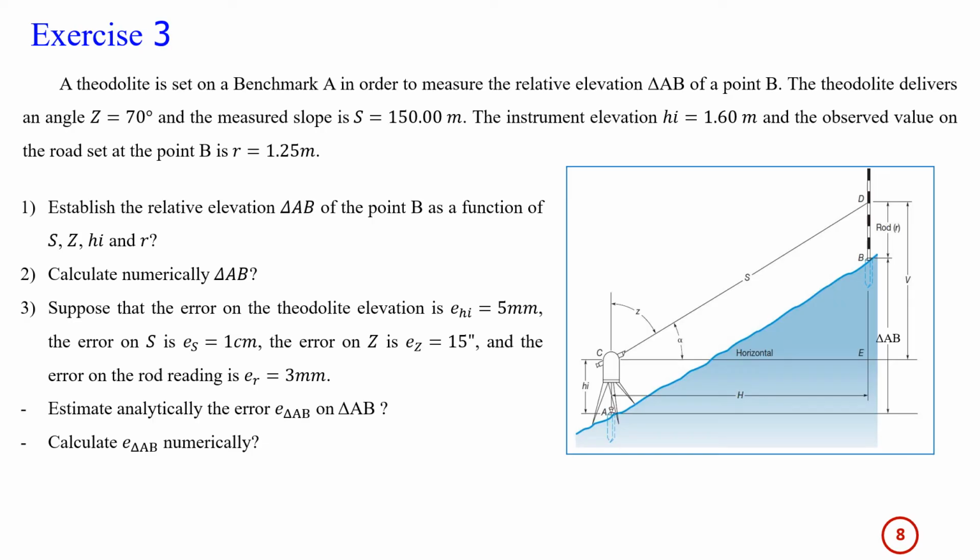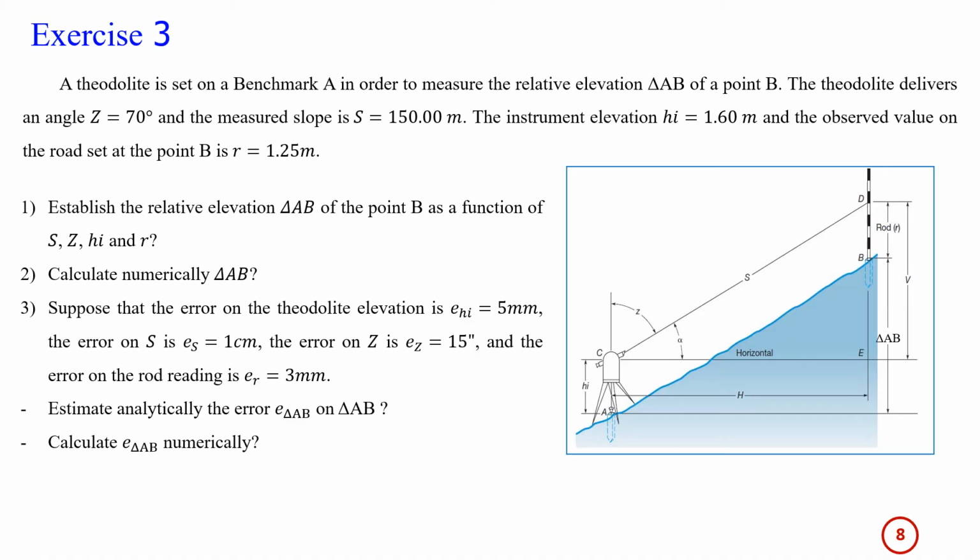Now, the first question. You have what we call trigonometric leveling, which means that you have installed your instrument here, and you want to shoot the point B. Since there is a distance, we generally put a reflector or rod to measure this height R. The objective of this question is to establish, and when they ask you to establish, this means that you have to prove the relation. So you write the relation and you prove it. This is the first question.